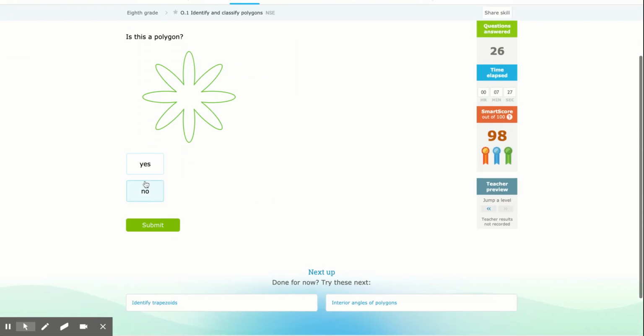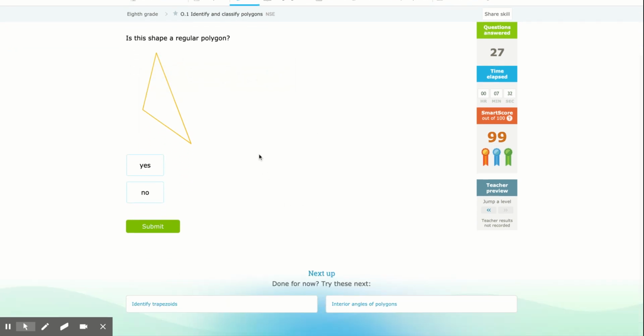Is this a polygon? That's the one we had at the very beginning. Absolutely not. Way too many curves. Polygons are all straight edged.